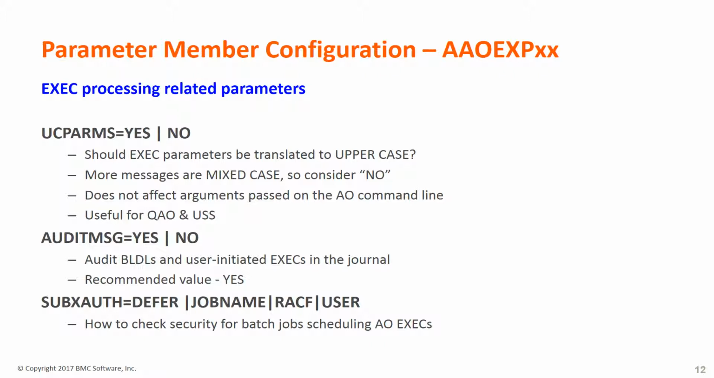There's also an audit message equals yes or no that generates messages in the journal anytime someone does a rebuild of the exec library or runs an exec from the terminal session. We do recommend that you set audit message equal to yes, and there's a sub-X auth that allows you to specify how to handle security checking for batch jobs that run AutoOPERATOR execs.